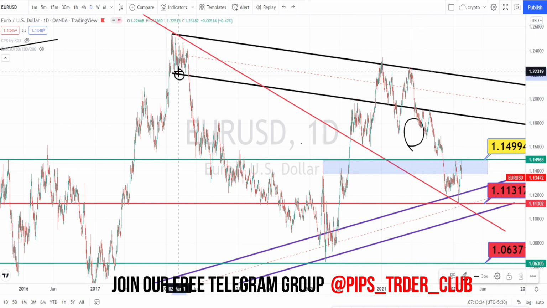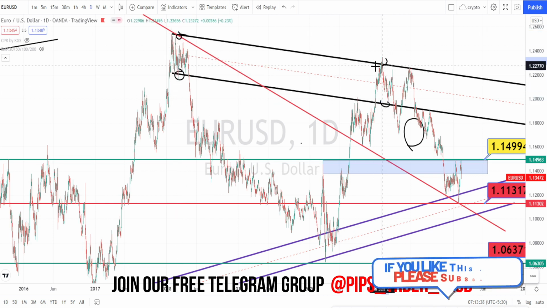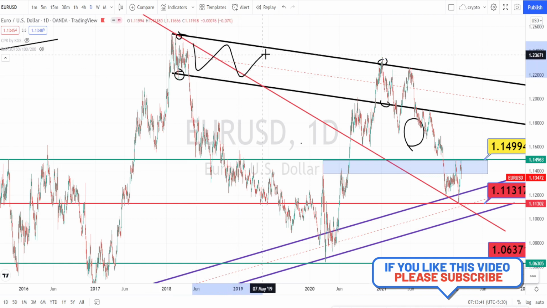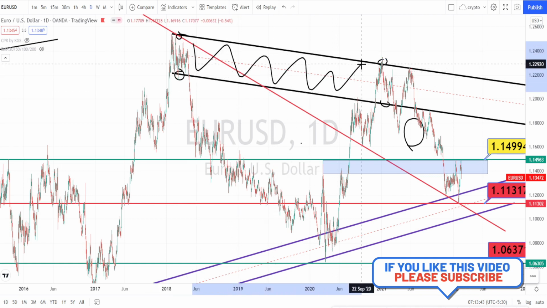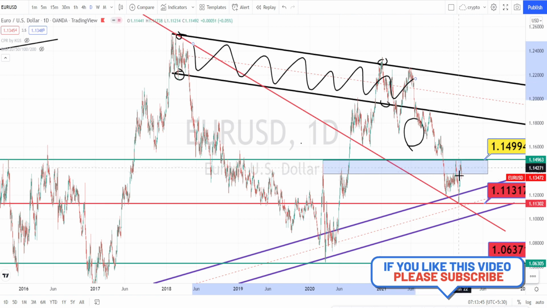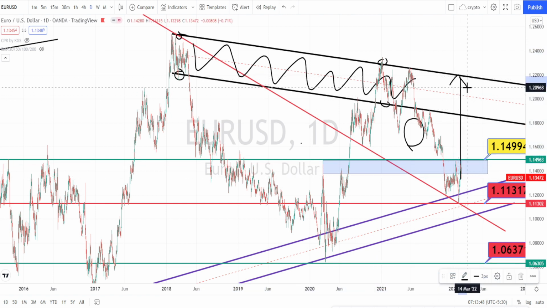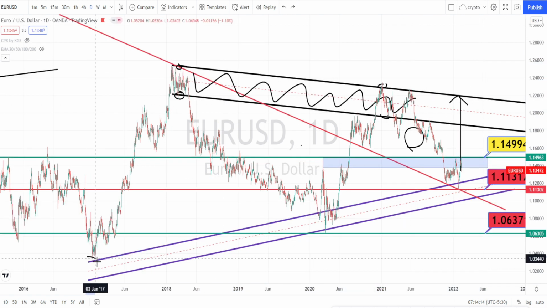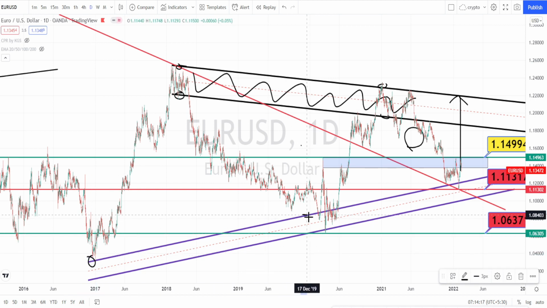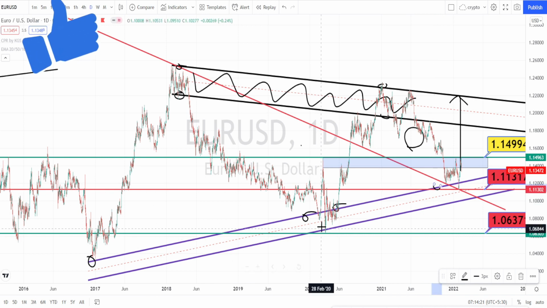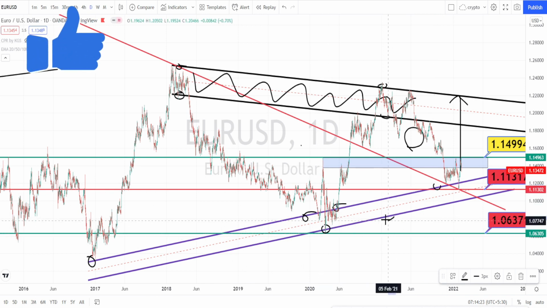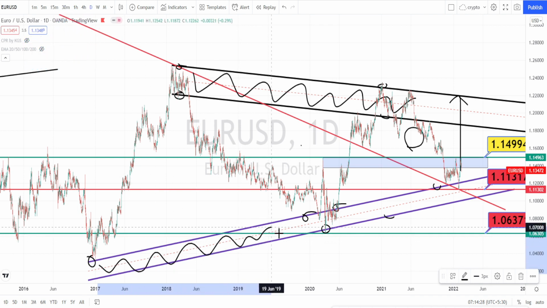I have drawn the support line over here and also the resistance line over here, and this area is going to be acting as a very strong resistance level if the price action bounces back on the bullish trend. Similarly, I have taken the support line or the trend line on the bottom side also, and I have drawn the support line over here also. So this area is going to be acting as a very strong support zone for the current price action.